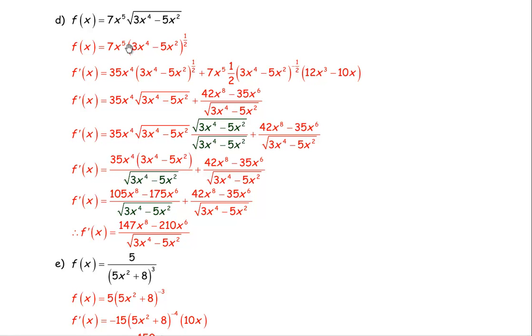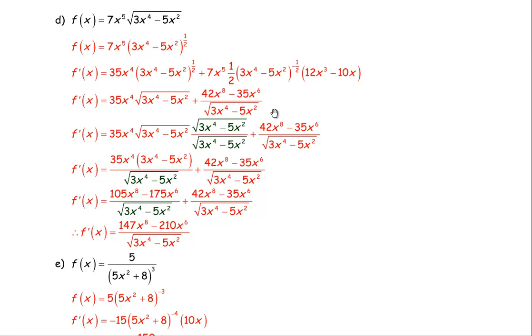So the derivative of 7x to the 5th would be 35x to the 4th, just using power rule. So derivative of the first function times the second, and then plus, and now it's going to be the first function, the 7x to the 5th, times the derivative of this function right here. So the half comes down in front, that's that 1/2 there. Original function inside to the power of, and we subtract 1 from a half, you get negative a half. And then you multiply it by the derivative of what's in here. Well, 3x to the 4th, the 4 comes down and times 3 is 12, and reduce the exponent by 1 to 3, and derivative of negative 5x squared is 10x. So that's all the differentiation done.